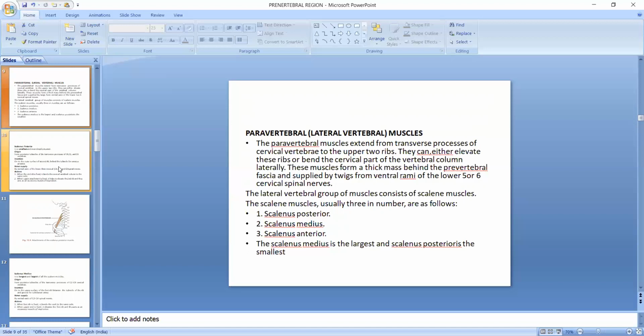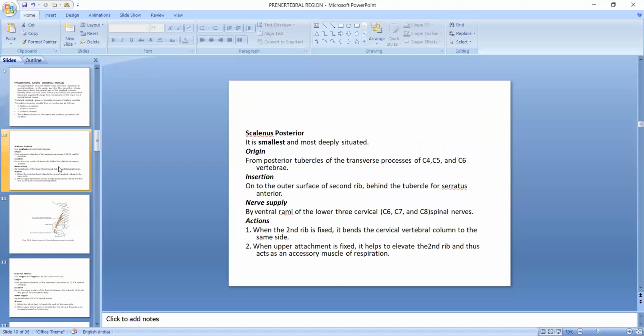Lateral vertebral group of muscle consists of scalene muscles. Scalene muscles are usually three in number, that is scalenus posterior, scalenus medius, and scalenus anterior. And the scalenus medius is the largest and scalenus posterior the smallest.